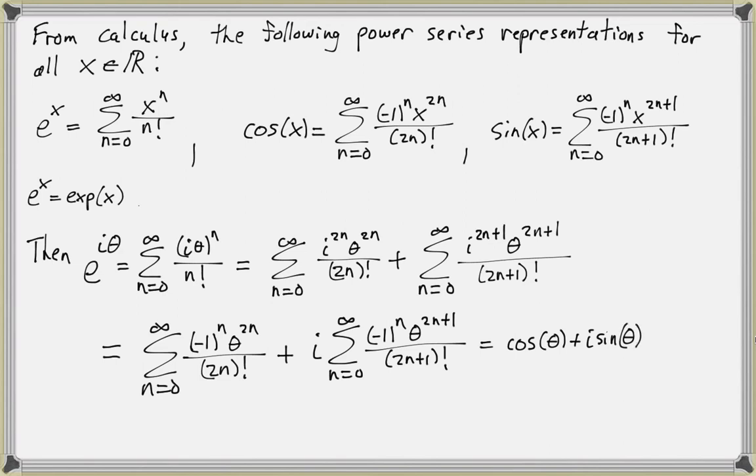So we see that we have the famous identity, which we call Euler's Formula, which will help us write another representation of complex numbers in exponential form. So Euler's Formula states that e to the i theta equals cosine of theta plus i sine of theta.